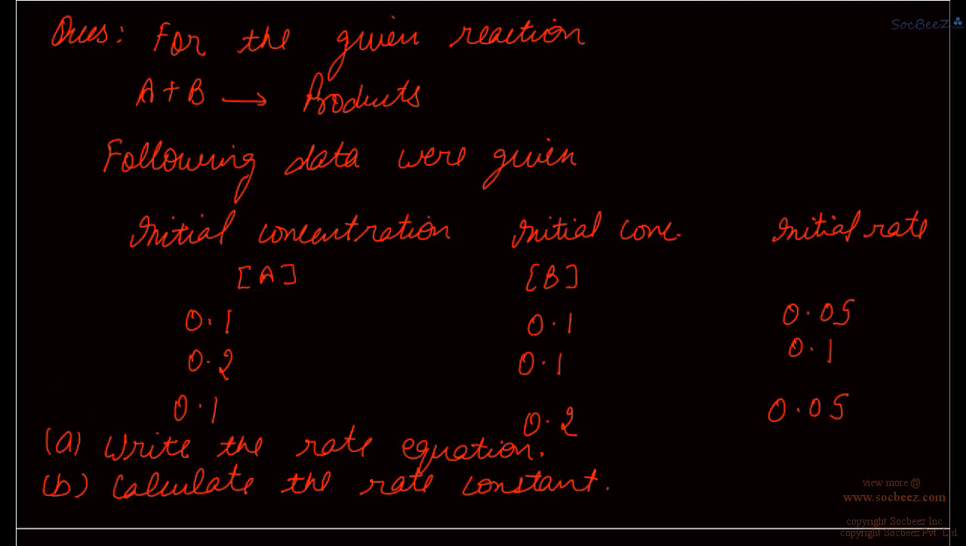Now let's discuss one more question, and this is the last question of the video. Now the question is saying that for the given reaction A plus B giving us products, following data were given: initial concentration of A, initial concentration of B, and initial rate. When initial concentration of A was 0.1, initial concentration of B is 0.1, they are in mole per liter, and initial rate is 0.05. It is in mole per liter per second.